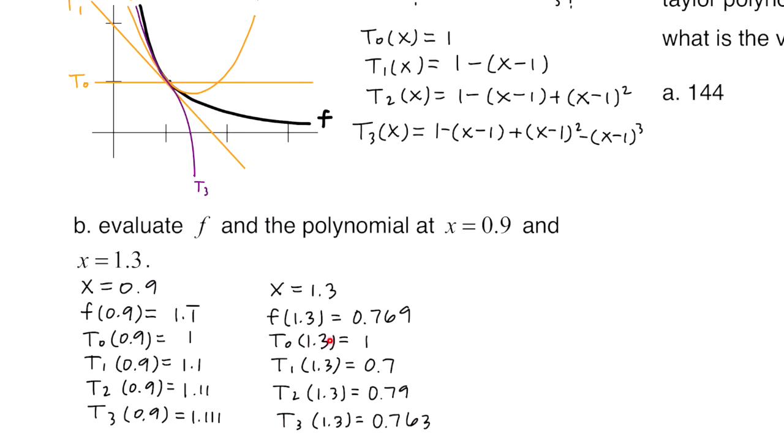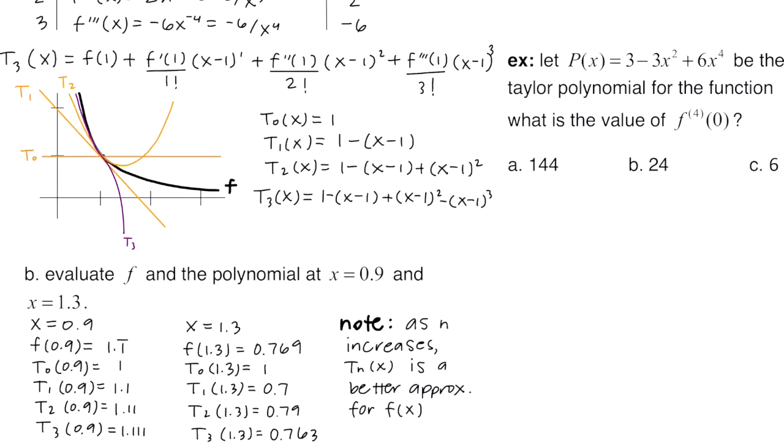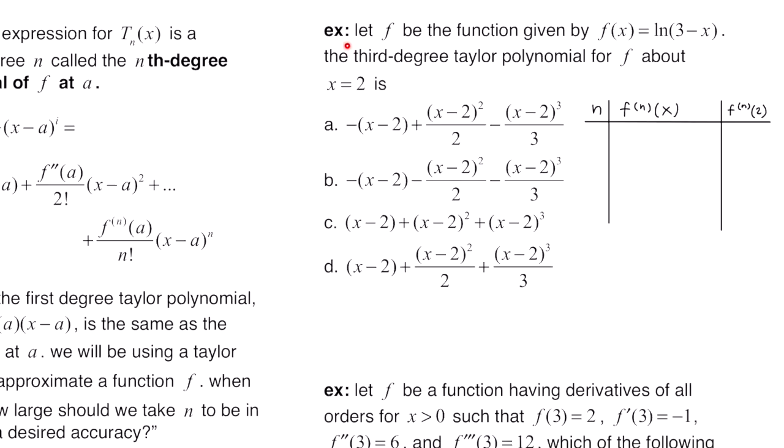So again, as we plug in 1.3 into our Taylor polynomials, the further out the polynomial goes, this value more closely resembles the actual value of the function at 1.3. So I just wrote a note: as n increases, t sub n of x is a better approximation for f of x. This example says, let f be a function given by f of x equals ln of 3 minus x.